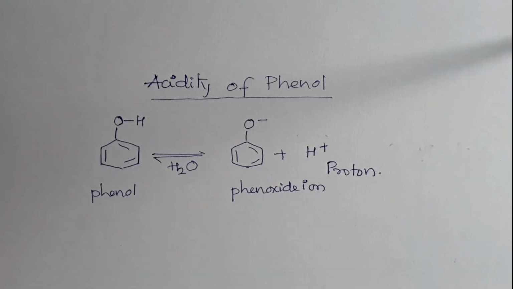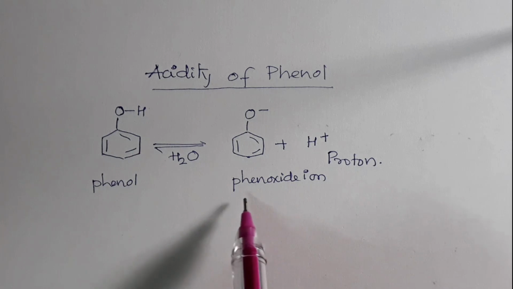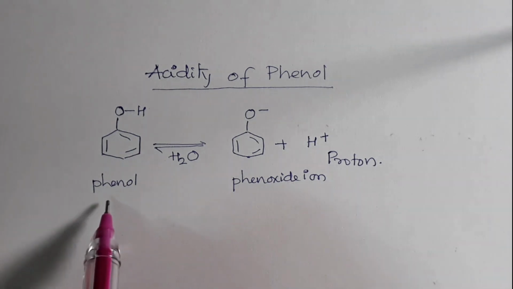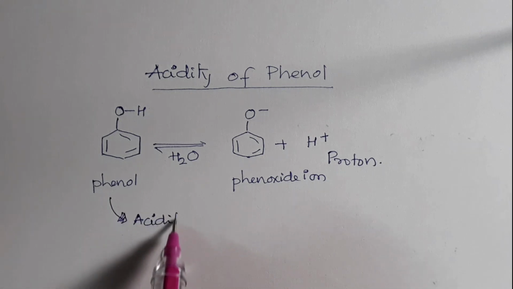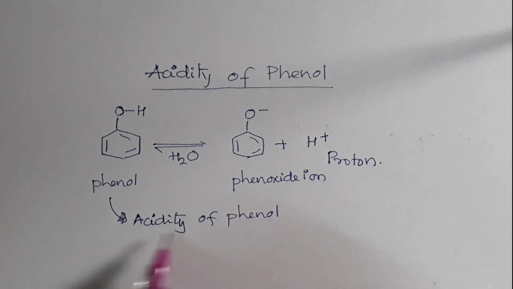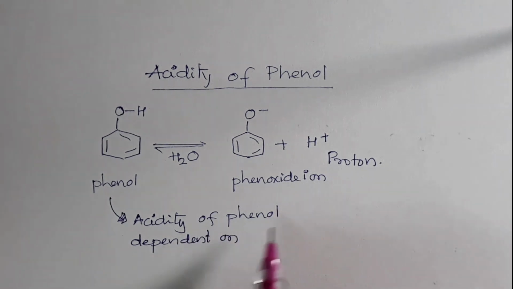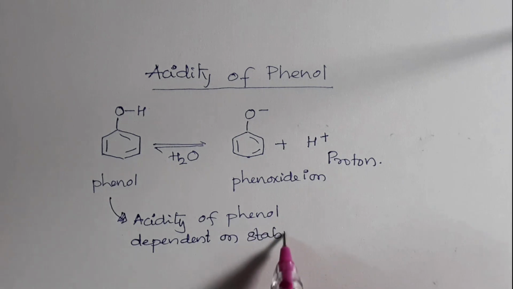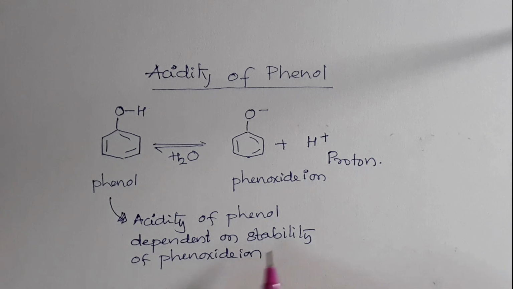Now the important part is that the acidity of the phenol can be explained on the stability of... okay, let me write this. The acidity of phenol can be dependent on stability of phenoxide ion. So this is what we have, phenoxide ion.